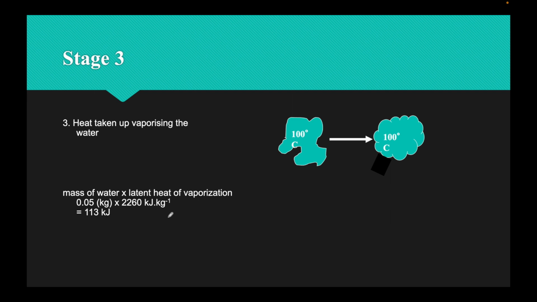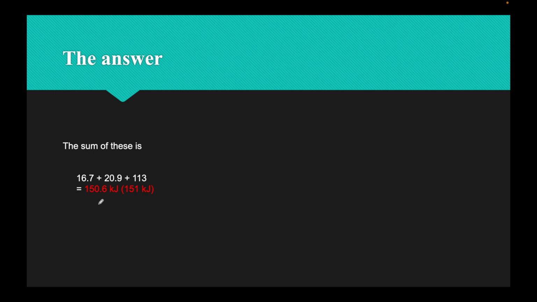Stage 3 is now when you are going to vaporize it. From the 100 degrees Celsius of the water, we'll turn it into steam. Again, this is going to be Q equals ml. That's the latent heat of vaporization now. So M times L. 0.05 times the vaporization number, which was 2260, 113 kilojoules. So you'll simply add all 3 numbers. Remember, 16.7 plus 20.9 plus 113. The total energy needed is roughly 151 kilojoules of energy.